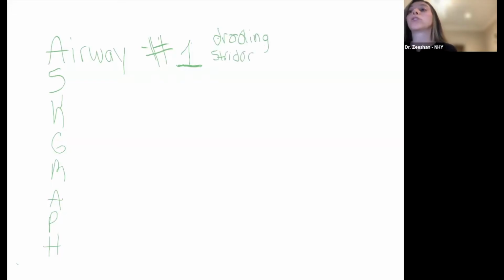A stands for airway. These do not go in any specific order, but airway is always number 1. Some keywords that may be screaming out airway to us: drooling, stridor, accessory muscle use to breathe. What about nasal flaring? Irritability. What about tripod position?